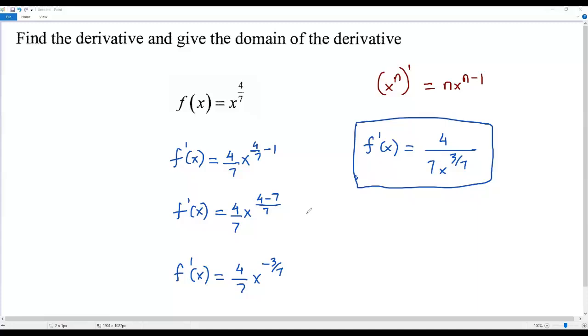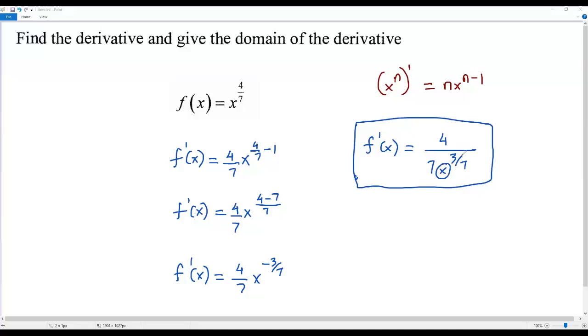Also we have to answer one more question, that is, give the domain of the derivative. Domain of the derivative means I have to find the values of x for which f prime of x is defined. Particularly, I have to find the values of x for which f prime of x is undefined, so that those values of x are excluded from the domain. Here there is a variable in the denominator. So what if x equals 0 over here?